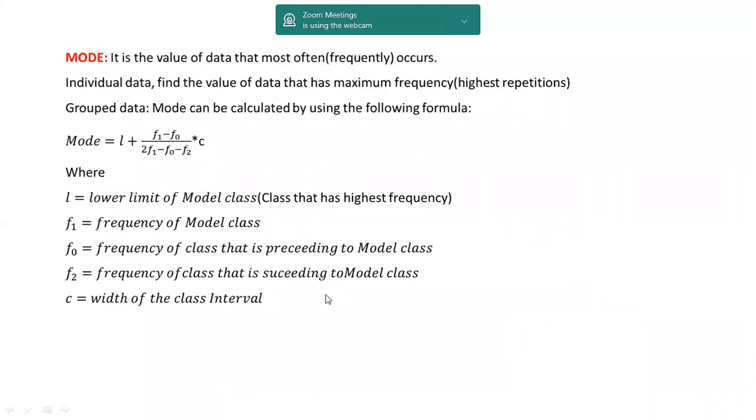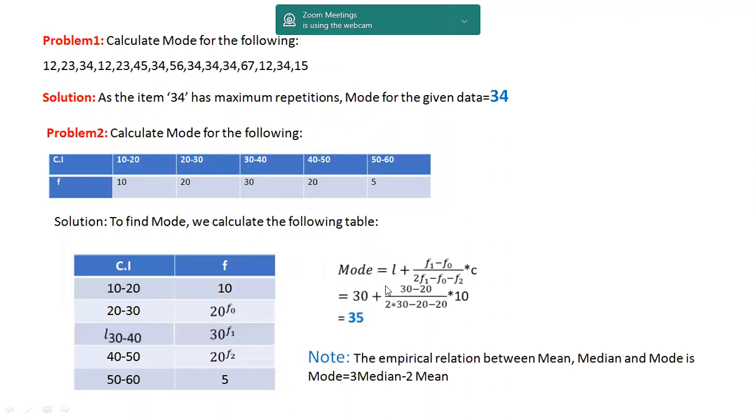Mode. Mode is the value in the data that occurs most often or most frequently in an individual series. If the data is grouped data, then the mode will be L plus (f1 minus f0) by (2 f1 minus f0 minus f2), into c. Here L is the lower limit of the middle class, f1 is the frequency of the middle class, f0 is the preceding frequency, f2 is the succeeding frequency, and c is the width of the class interval. We will see an example of this.